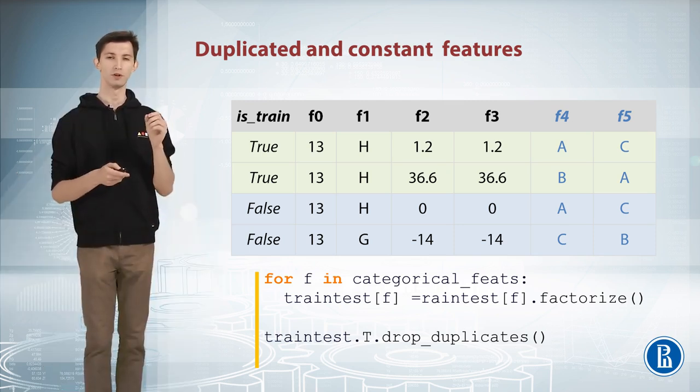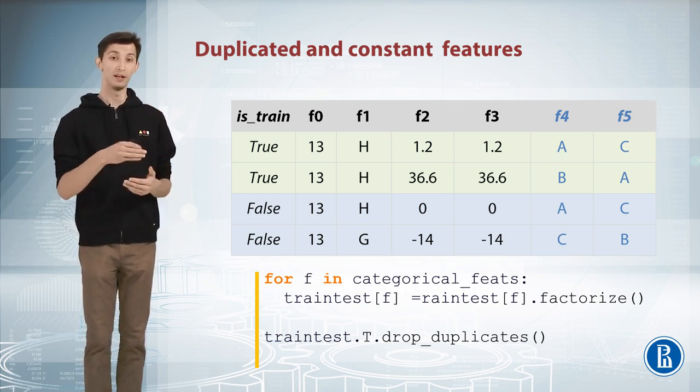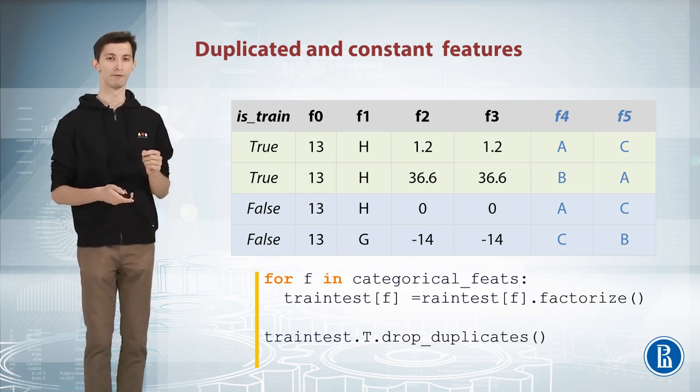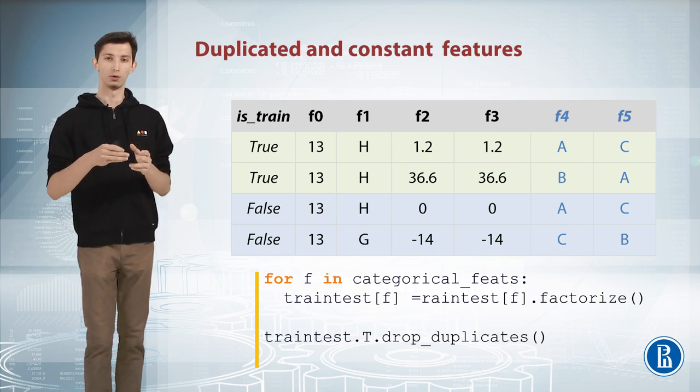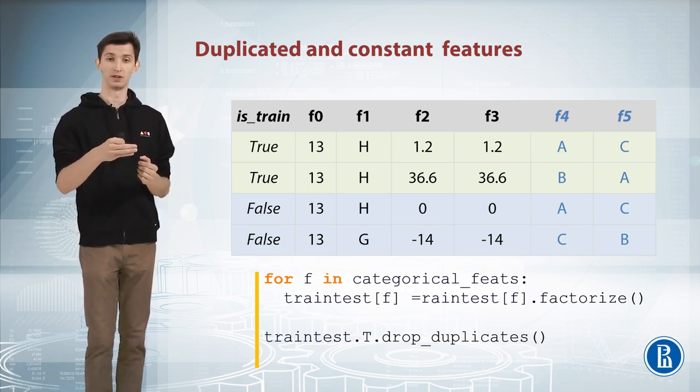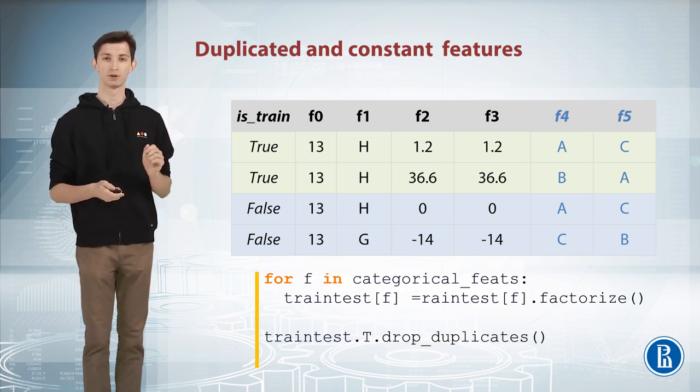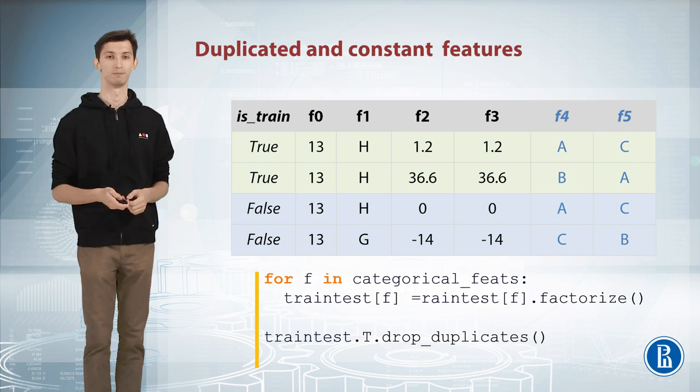For example, for feature F4, we will encode A with 1, B with 2, and C with 3. Now, feature F5, we will encode it differently. C will be 1, A will be 2, and B will be 3. But after such encodings, columns F4 and F5 turn out to be identical, and we can remove one of them.